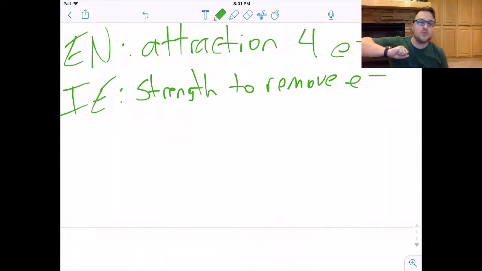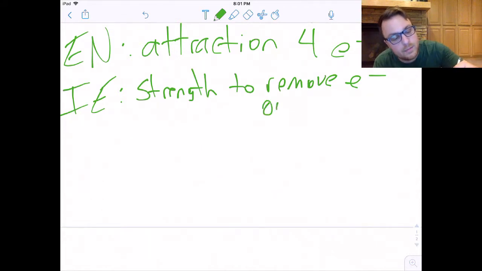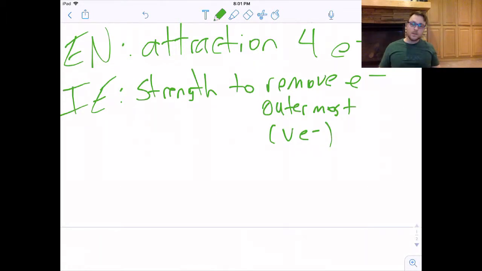So let me keep that in mind. Remove outermost, aka remove your valence electrons. And since it's so easy, comparatively, to remove that outer electron from a metal, that also means they don't really have a high attraction for electrons. So they have a low electronegativity.